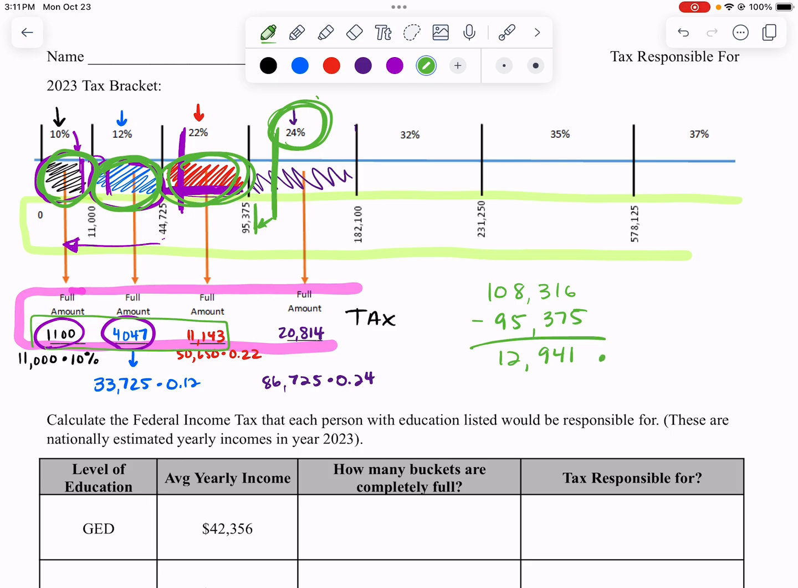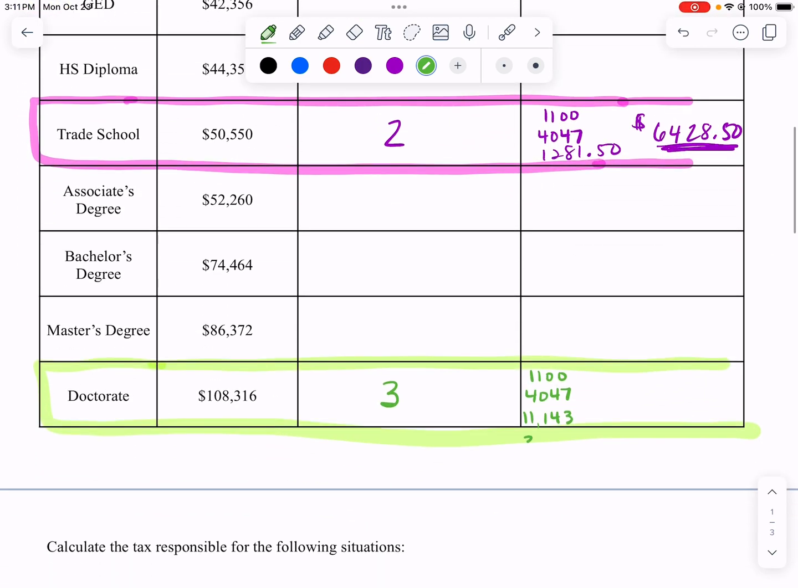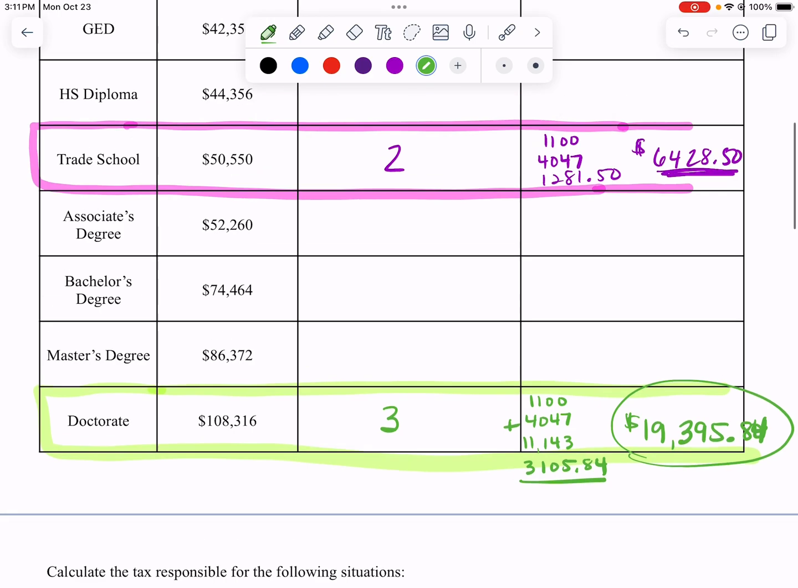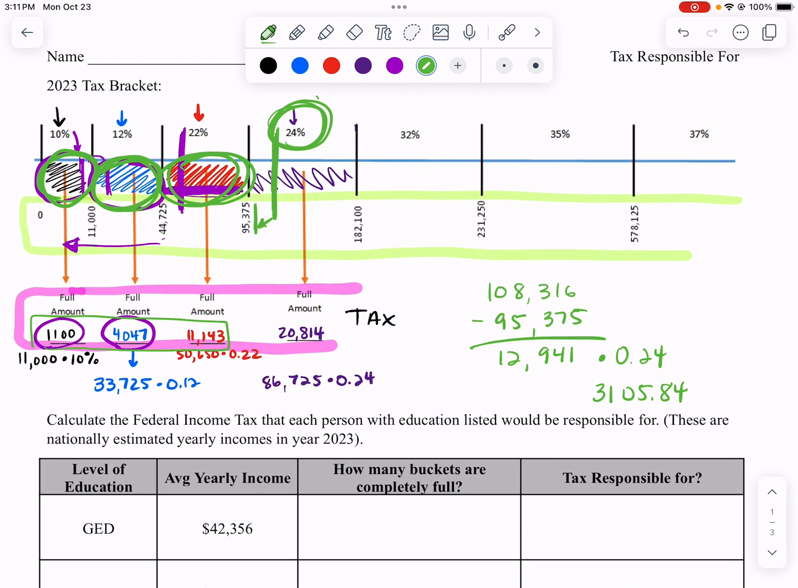And now I have to calculate the tax on that. So times 24%. So this is $3,105.84. And then you have to add all the previous buckets. This person is responsible for $19,395.84. Okay, so that's the first part of this. That's what we've been working on in class, is trying to figure out how to use this tax bracket.